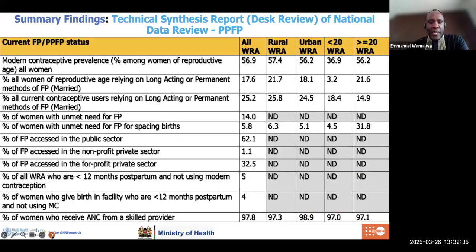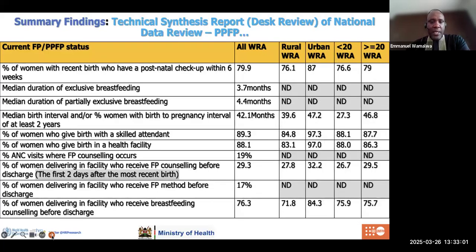This next slide just shows some of the key data around PPFP, just to highlight the modern contraceptive prevalence of about 56.9, and you can see the trends in the rural and the urban, as well as by age, if you look at those below 20 and above 20. These again are additional indicators that were extracted. For example, if you look at the percentage of women with a recent birth who have a postnatal check at almost 80%, noting a very high postnatal check for mothers.